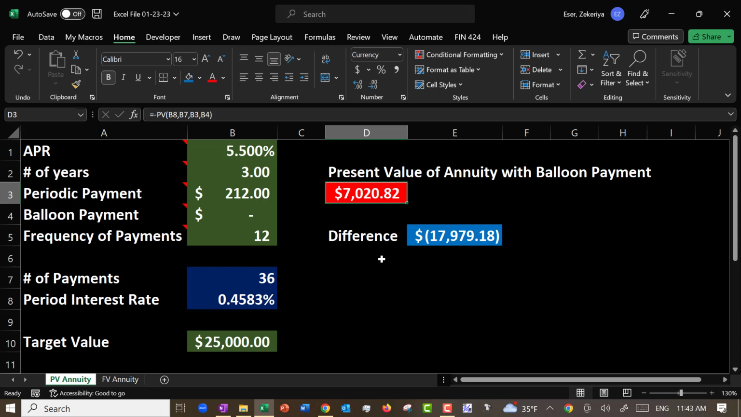If you were to retire your loan right now, you can simply pay $7,020.82. They're going to say, okay, we're even. That's what present value means. Now, the present value calculation is fine.